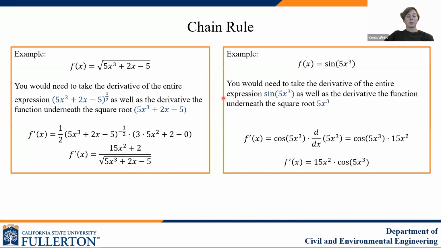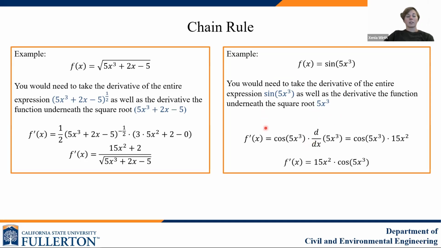Let's do another example with trigonometric functions. So this is a very common way we see this. f of x is the sine of 5x cubed. Well, there's the sine of x as your outer function, and then there's 5x cubed as your inner function. So you need to take the derivative of both. You need to take the derivative of the sine function as well as the derivative of the inner function, 5x cubed.